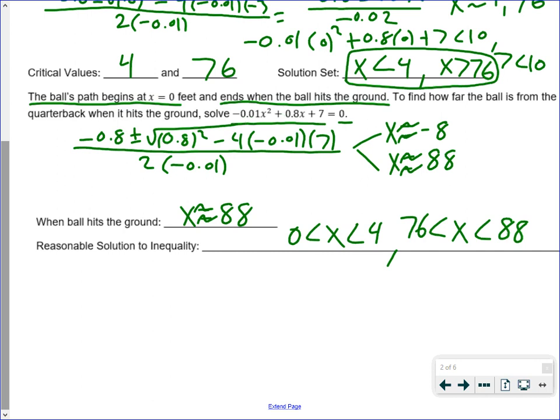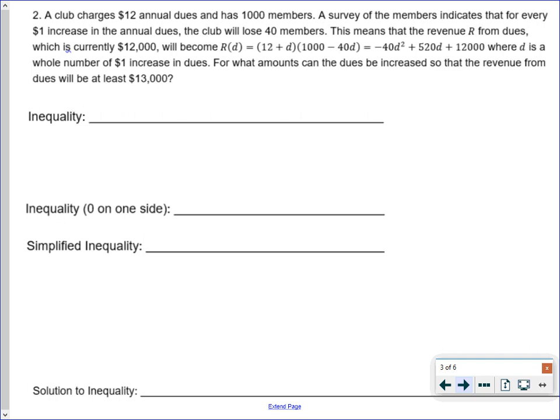So the ball will be under 10 feet when x is between 0 and 4, and 76 to 88, or when the ball is less than 4 feet away but greater than 0 feet away from the quarterback, and from 76 feet away from the quarterback to 88 feet away from the quarterback. That is when the ball is under 10 feet high, and the ball can be caught or knocked down. Okay, so let's go on to number 2.